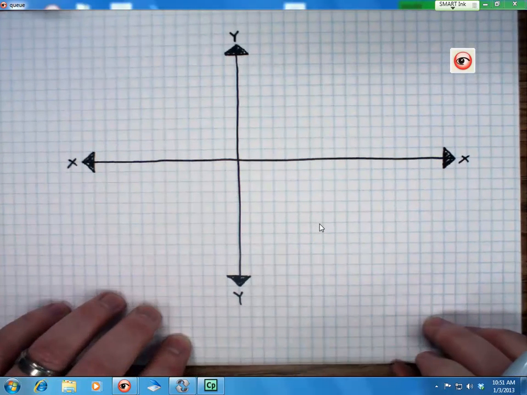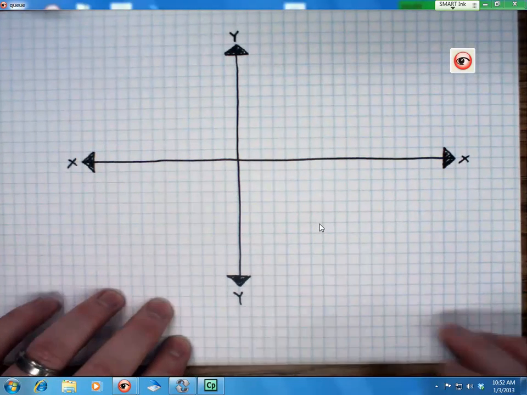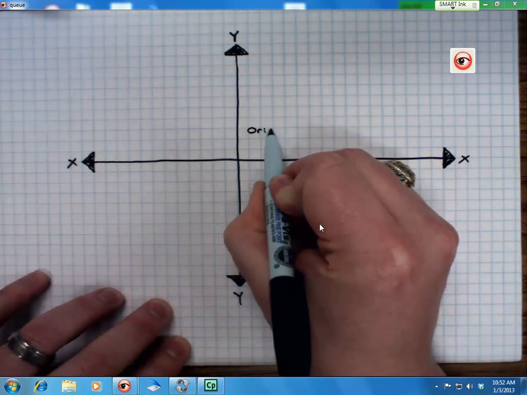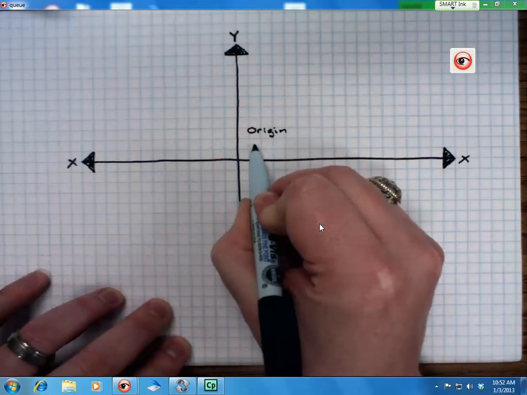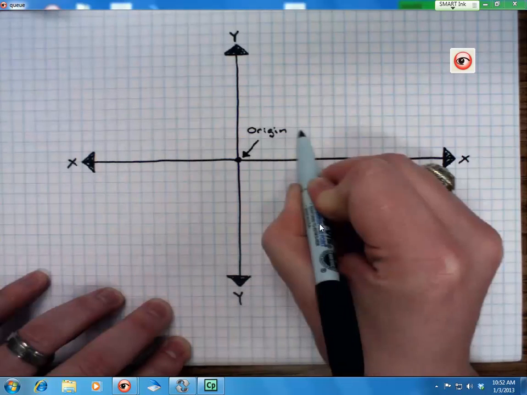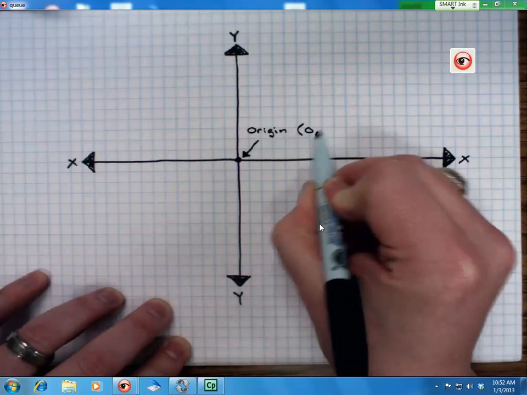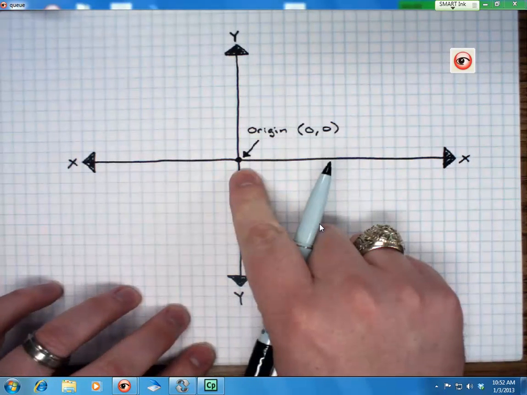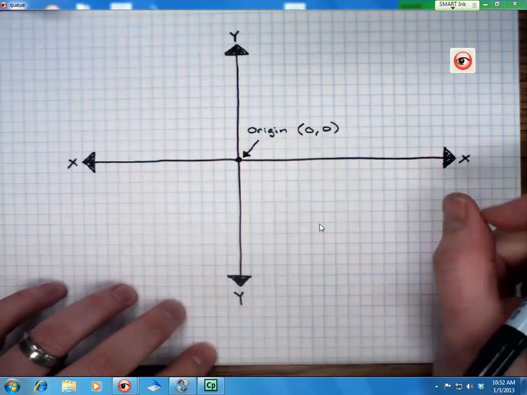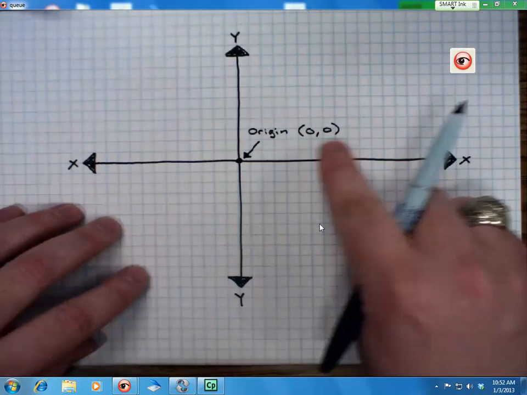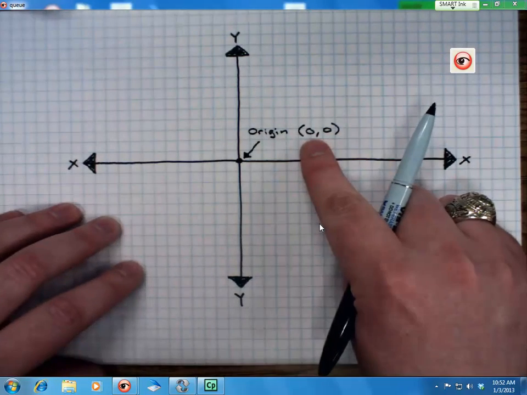All right? The origin is right here. This is my origin. That's my 0, 0. My ordered pair, that would be my 0, 0 ordered pair. It's the very center where my x and y axis intersect. Okay? The next thing we'll talk about is our ordered pair. The ordered pair, which I have written right here, is an example of an ordered pair, the 0, 0.